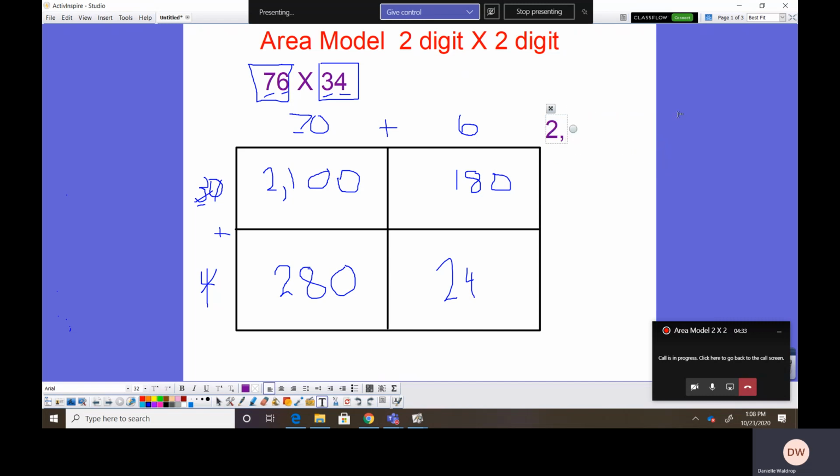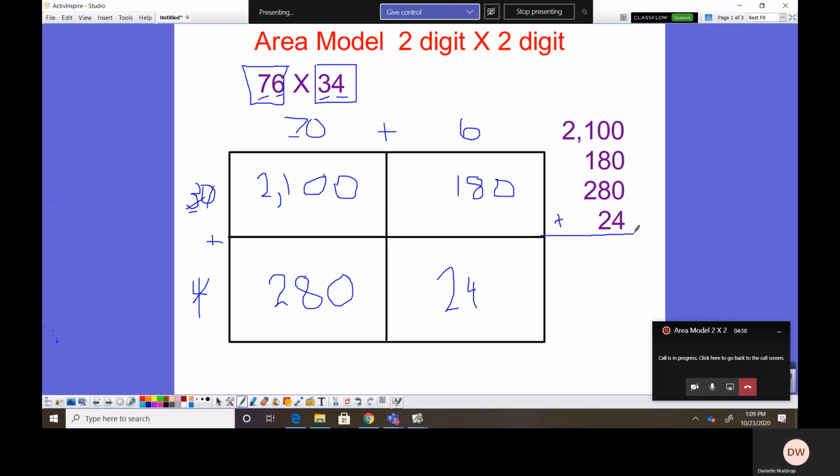So I'm going to do my greatest number, which has 4 digits, 2,100. Then down under it, I am going to add 180 to it. And then down under it, I'm going to add 280. Whoops, I need to scoot over one more. 280. And then I'm going to add my 24. And so we add those up.